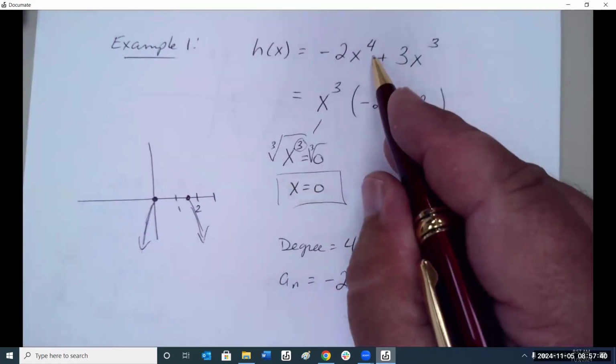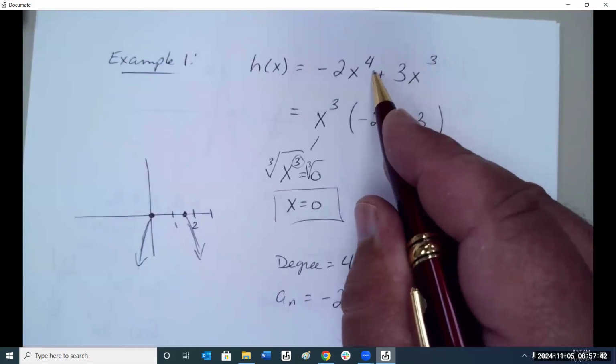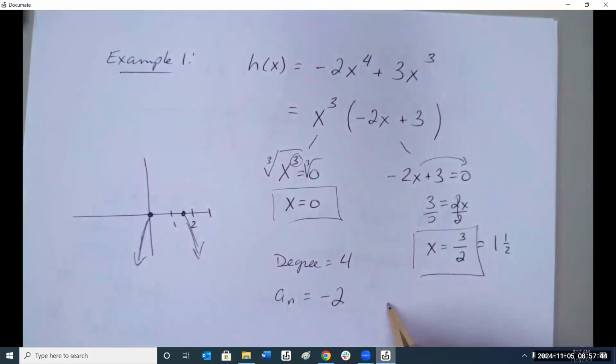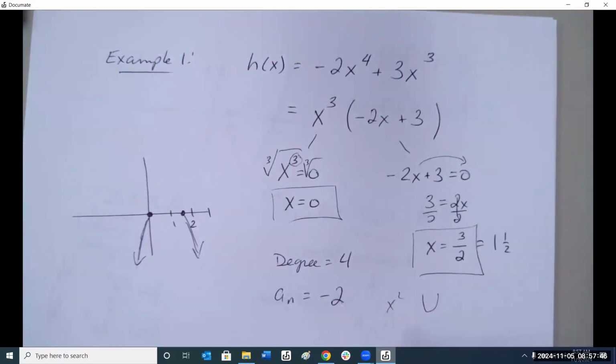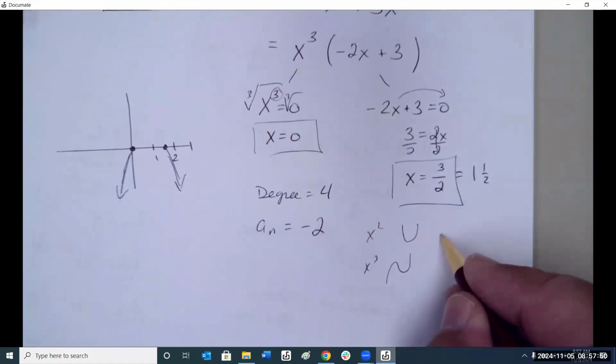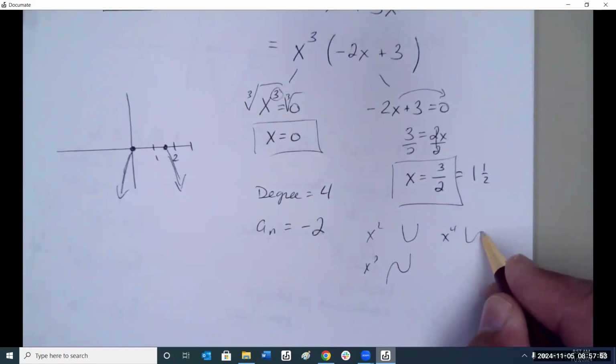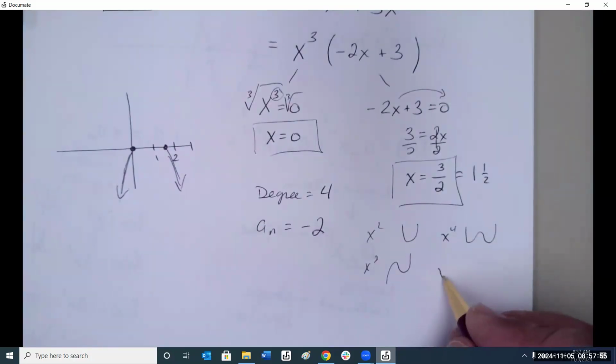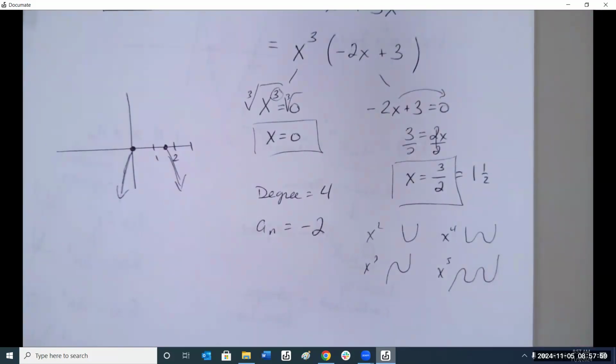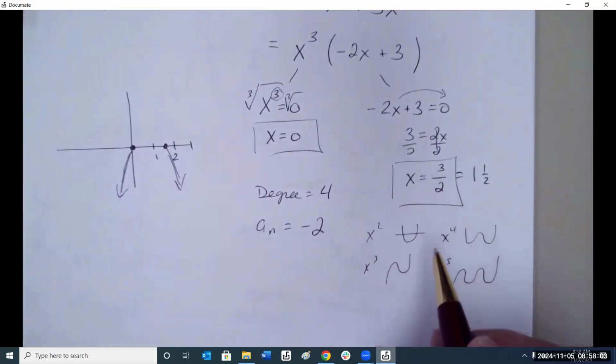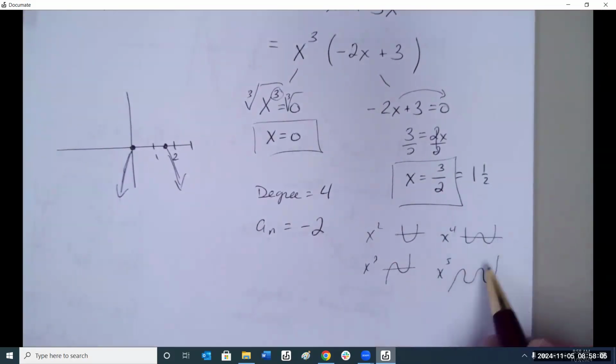Well, since it's a fourth order equation, if it was x squared, it looks like this. If it's x cubed, it looks like this. If it's x to the fourth, it looks like this. If it's x to the fifth, it'll look like this. Remember, the exponent tells us how many solutions we can have.